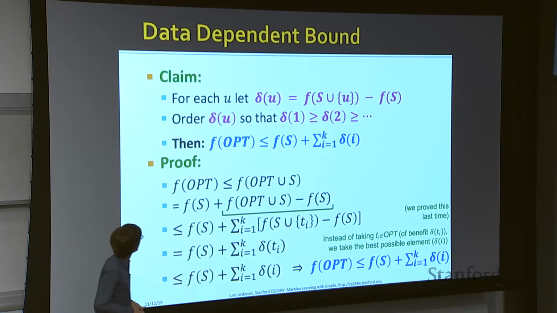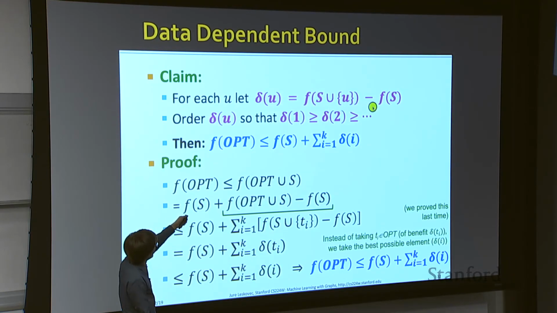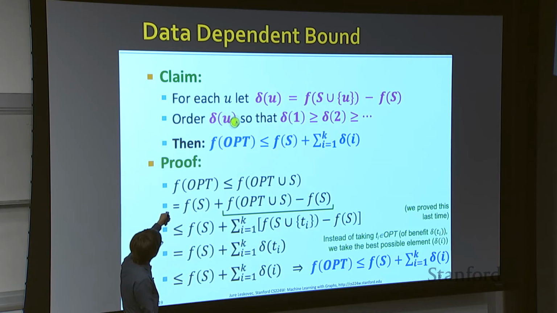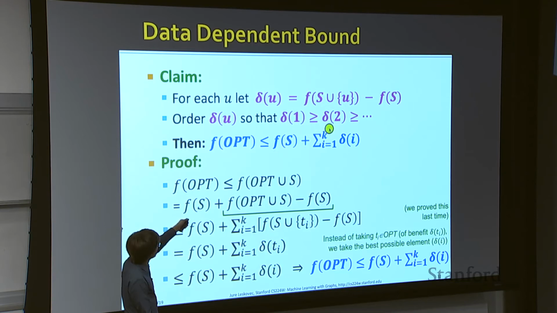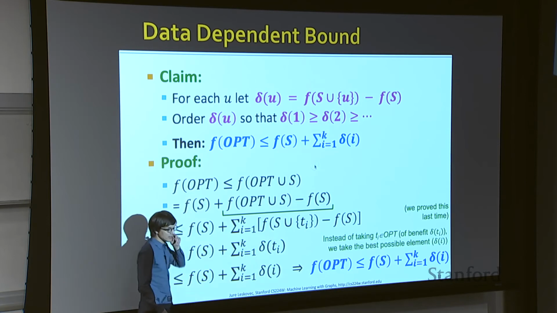Okay, so let's go slowly over this. The claim is that I have delta of u to be the marginal benefit of u with respect to S. I will label sensors u in such a way that delta 1 has the highest marginal gain, sensor 2 has the second largest marginal gain, and so on, with respect to the placement S. And my claim is that the value of the optimal solution is less than or equal to the value of the set S plus the marginal gains of the top k largest sensors, marginal gains with respect to S. That's the claim. Now, how do we prove this?